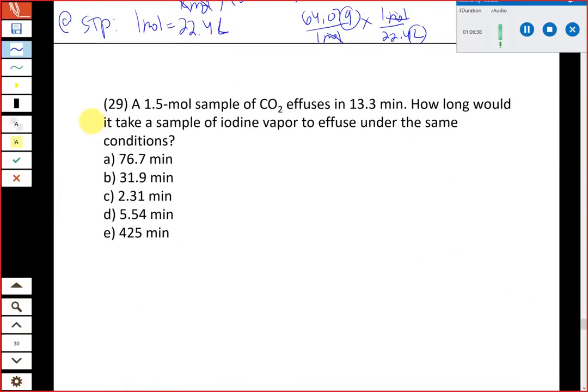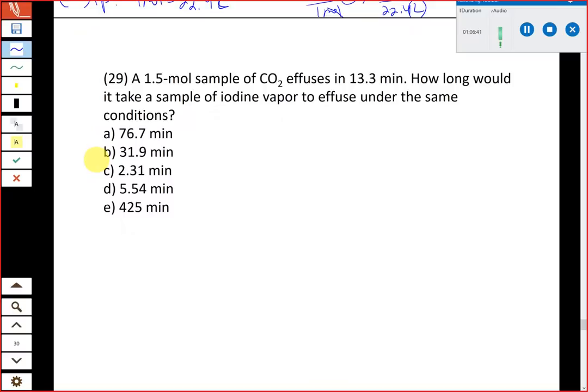All right, this problem here deals with effusion. So we have a 1.5 mole sample of CO2. It effuses in 13.3 minutes. How long would it take a sample of iodine vapor to effuse under the same conditions?